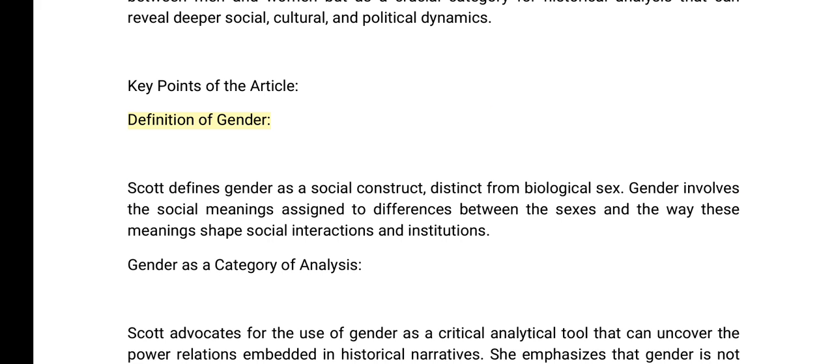Definition of gender. Scott defines gender as a social construct, distinct from biological sex. Gender involves the social meanings assigned to differences between the sexes and the way these meanings shape social interactions and institutions. Gender as a category of analysis.